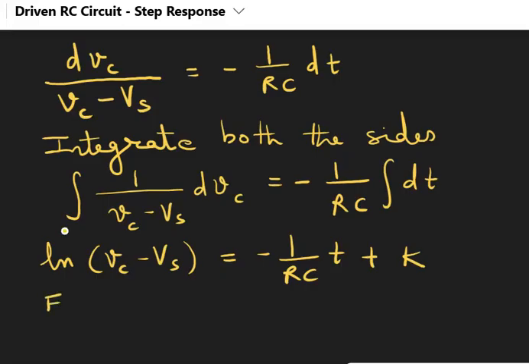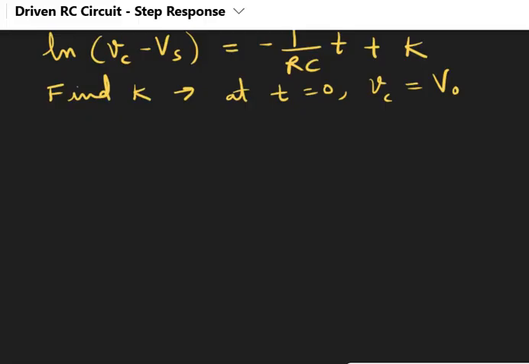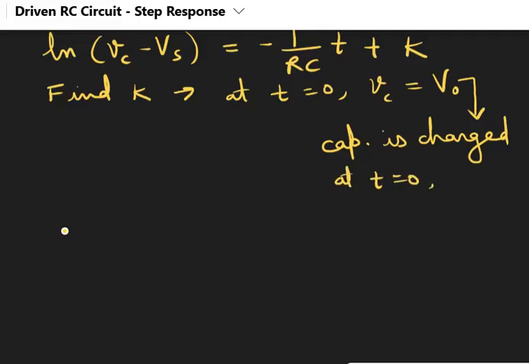Now find k. To find k, at t equals 0 we put Vc equals V0. This is the initial condition. We assume that the capacitor is charged at t equals 0 and the voltage at t equals 0 is V0. This is the initial value or initial condition.